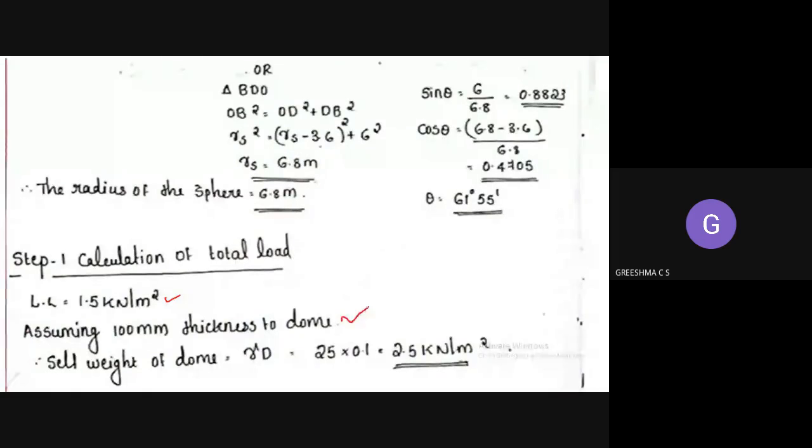അങ്ങനെയാണെങ്കിൽ self weight of the dome is equal to unit weight of RCC into thickness. So unit weight of RCC is 25 kilonewton per meter cube, and thickness how much you have taken? 100 mm. If you are taking in meters, how much it is? 0.1. So 25 into 0.1, that is 2.5 kilonewton per meter square.